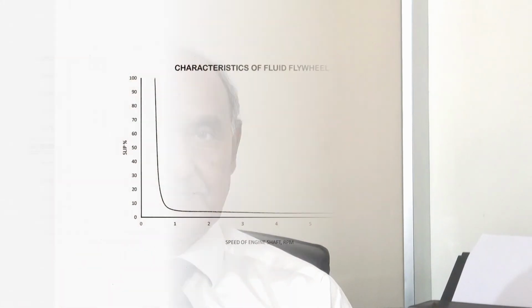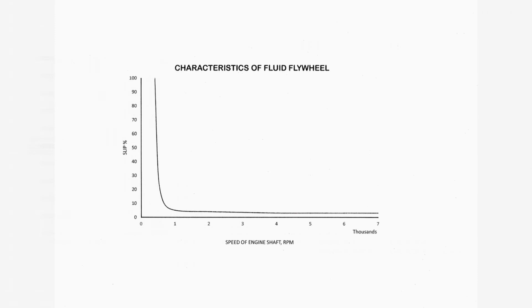Now, next thing that we have to take up is the characteristics of fluid flywheel. For this, we have to consider a graphical representation which has been shown in the diagram. In the diagram, on vertical axis, you will find the percentage slip. Now, the slip is the difference in speed between driving shaft and the driven shaft.